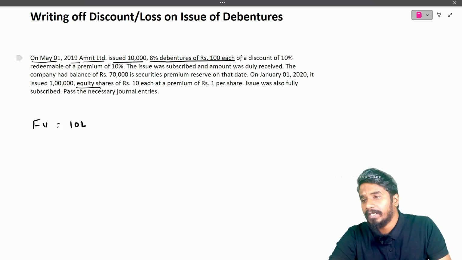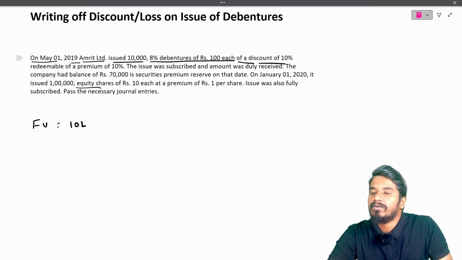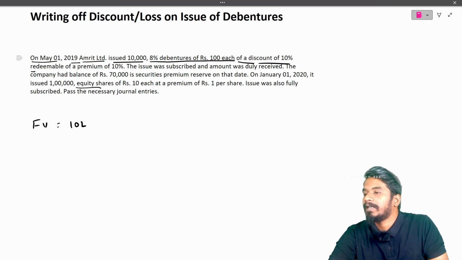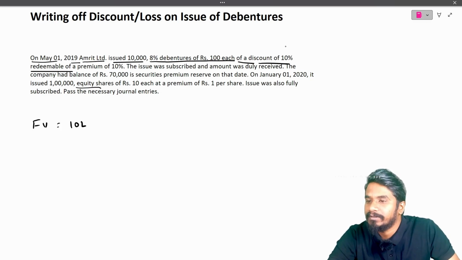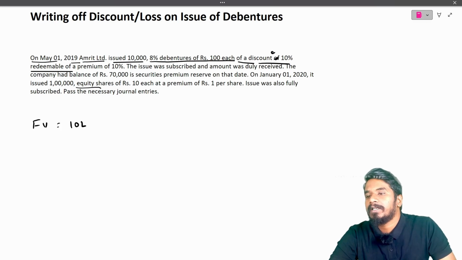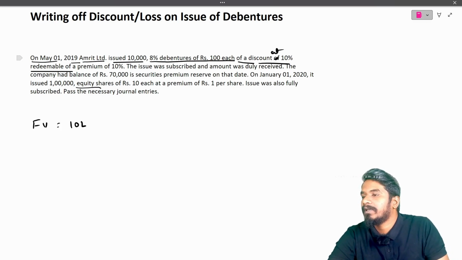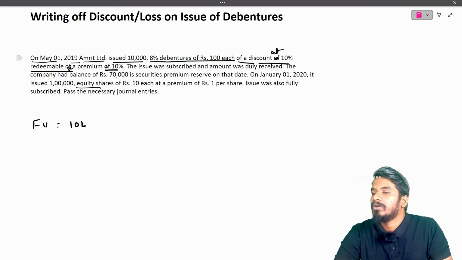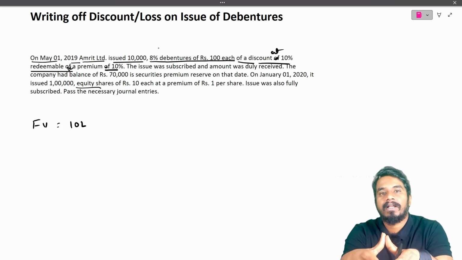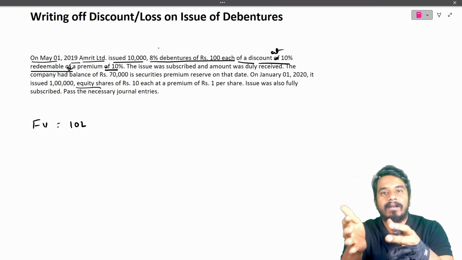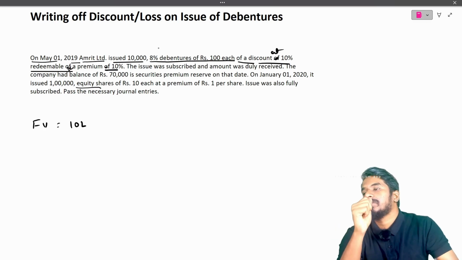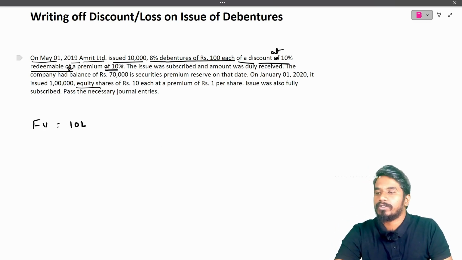At a discount of 10% and redeemable at a premium of 10%. Something mismatches are there, so don't mind those things. So they are saying they are issuing at a discount of 10% and they are redeeming at a 10% premium. That's it. So let us see. We are facing two losses here. Obviously, we have solved that in the previous question also. Do you know how to solve it?